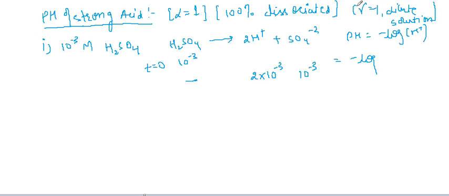We have to consider gamma unless it is not a dilute solution, and gamma is inverse to the molar concentration. When nothing is given, we take gamma as 1 for a dilute solution. So it is 2 into 10 to the power minus 3. So it is 3 minus log 2, so it is 2.7. The pH is 2.7.